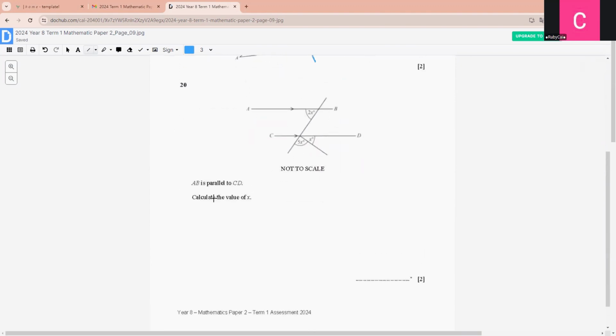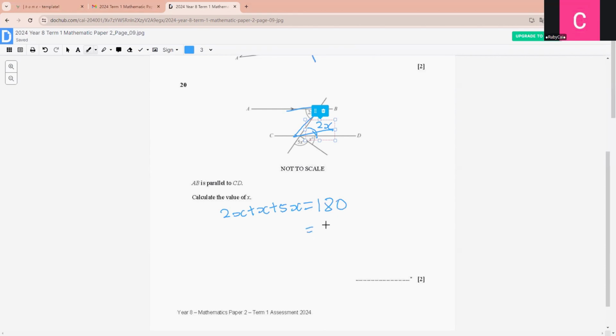AB is parallel to CD. Calculate the value of x. So we can see that this is an alternate angle. That means if 2x is there, 2x is also here. And we can see that this is a straight line. So that means 2x plus x plus 5x equals 180, because the straight line is 180 degrees.